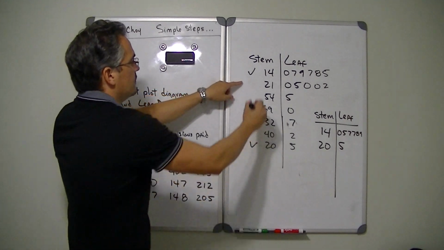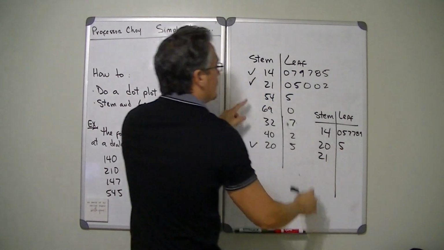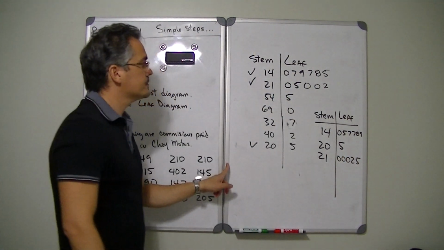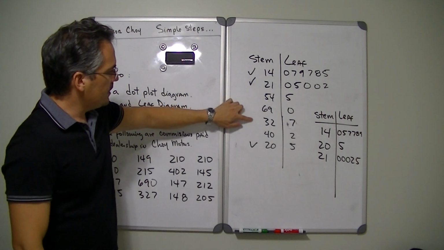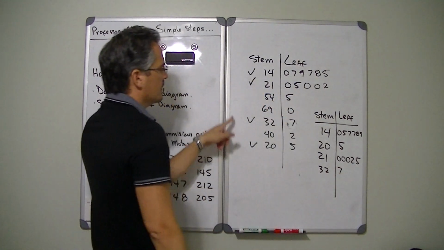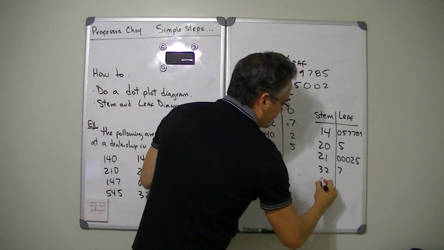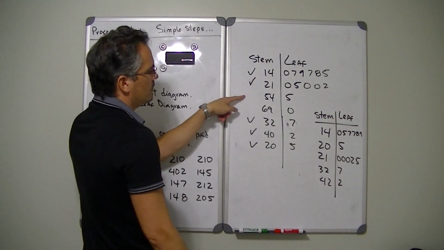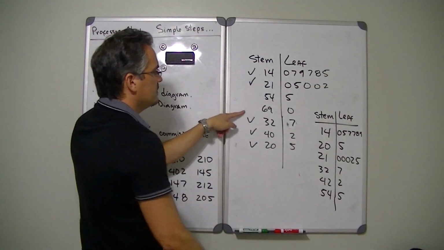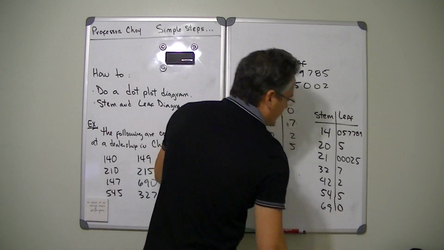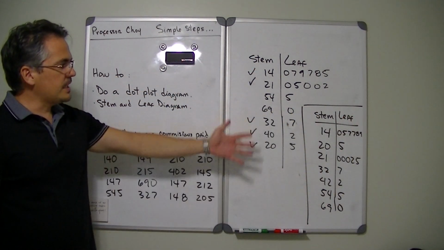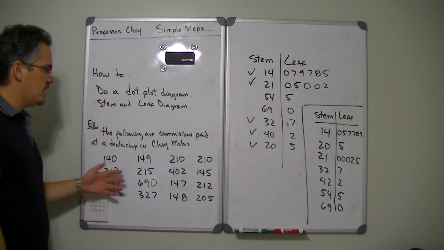Next number that we have is this 21. And then we're going to organize this. So we're going to put 0, 0, 0, 2, 5. Then we're going to take this number here, the next one's the 32, and we got the 7. And we're going to take this 40 here, we got the 2. We're going to take this 54 here, we got our 5, and we got our 69, and our 0. And there you go. That is a completed stem and leaf diagram from this data set right here.